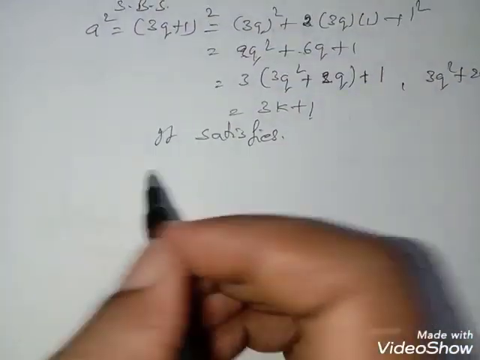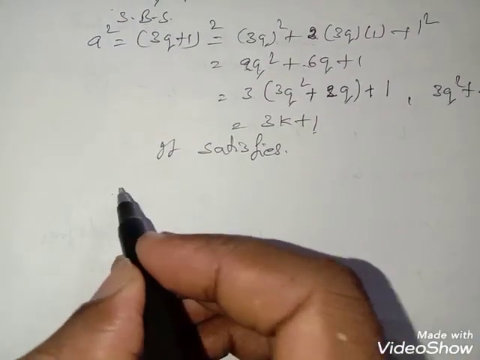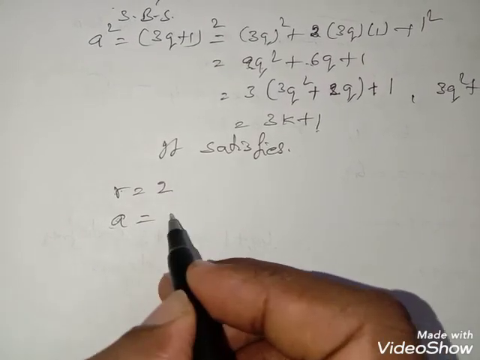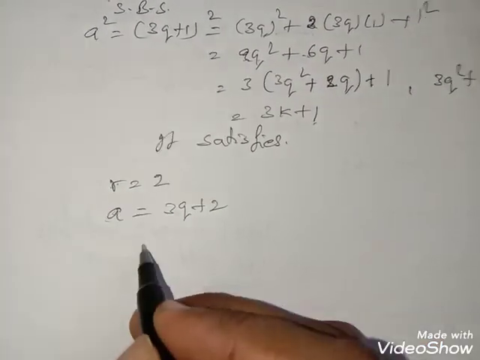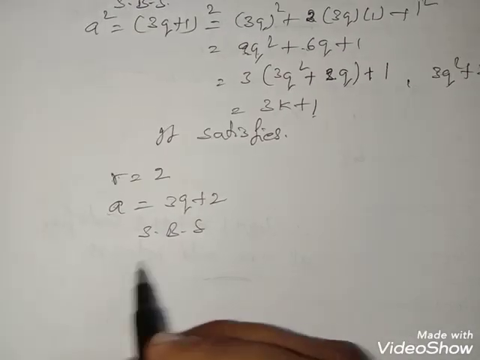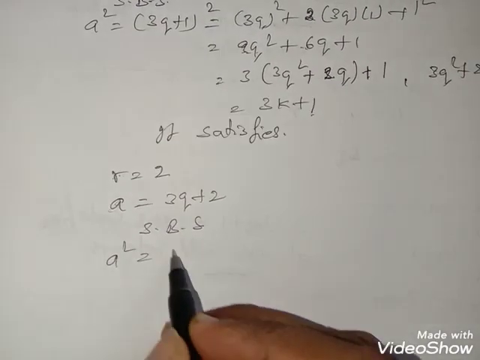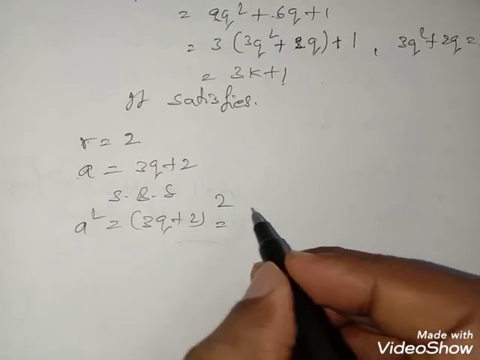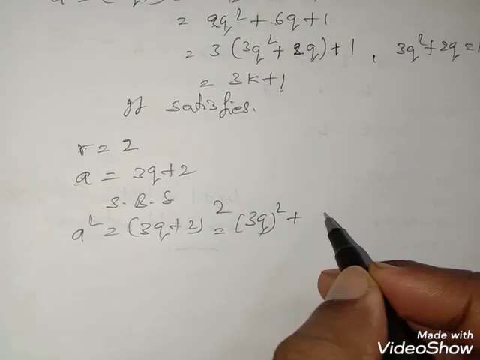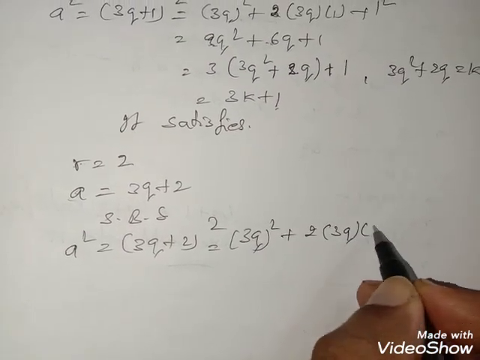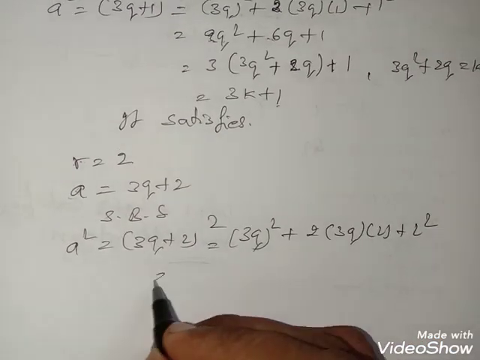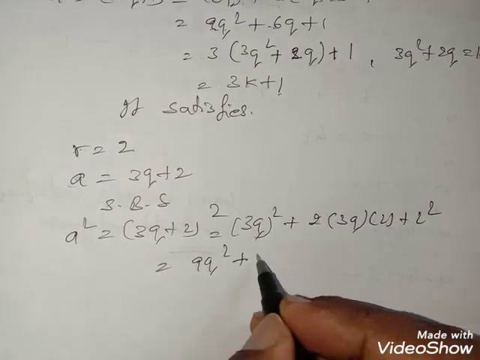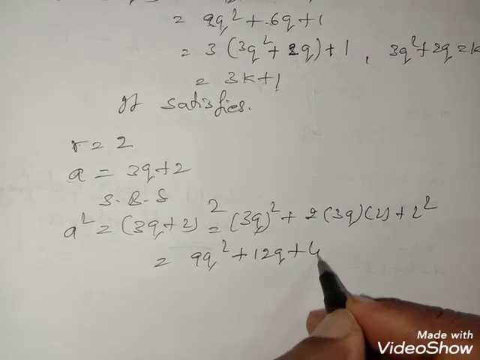Now if I take the last one, that is substitute r is equal to 2, you will get a is equal to 3q plus 2. For this, again squaring on both sides, so we will get a square is equal to 3q plus 2 whole square. Now if I expand in terms of a plus b whole square, you will get 3q square plus 2 into 3q into 2 plus 2 square. Now 3q square we can write as 9q square, plus 3 2s are 6, 6 2s are 12q, plus 4.